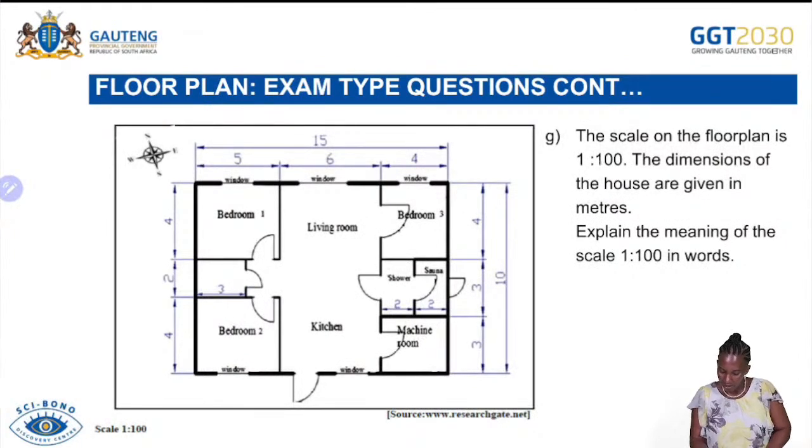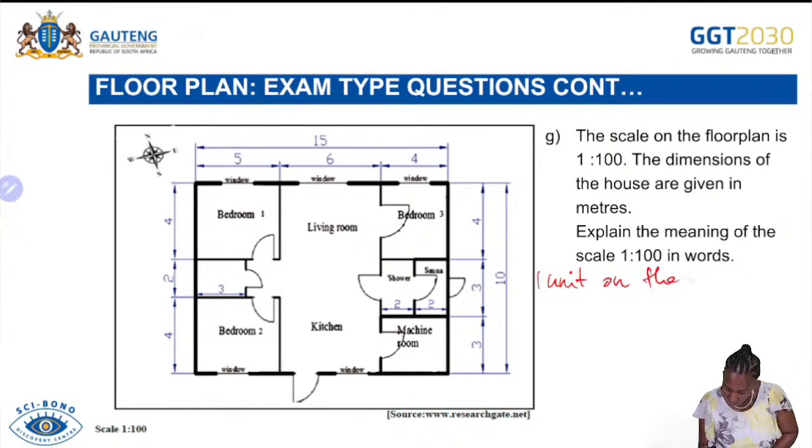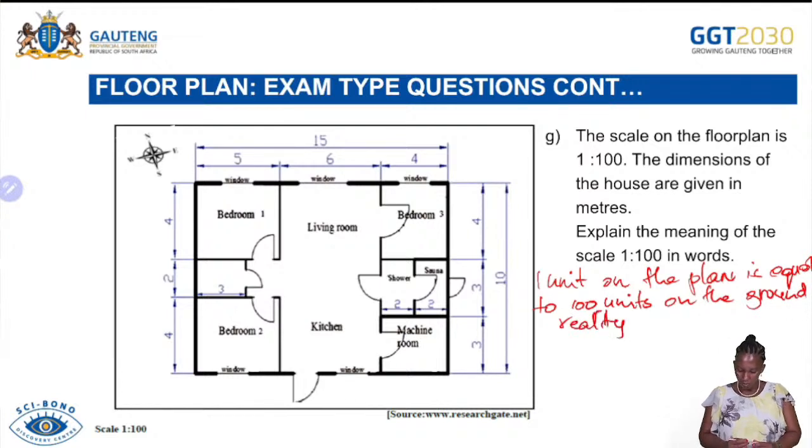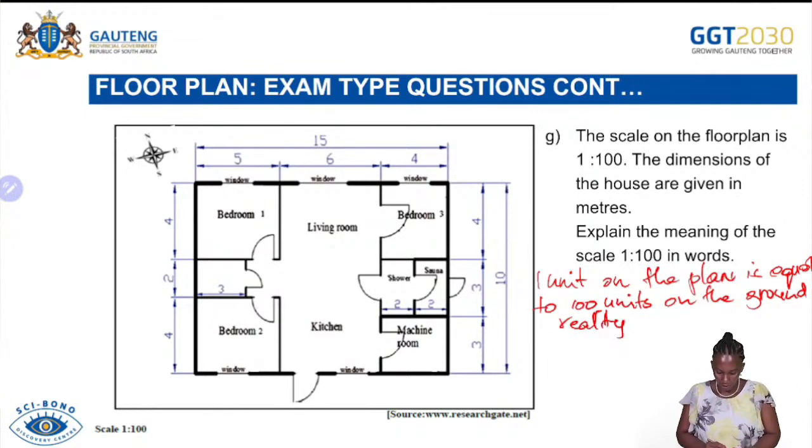Now the scale of the floor plan is 1:100. The dimensions of the house are given in meters. Explain what is the meaning of the scale. We said the meaning of the scale: 1 unit on the plan represents 100 units on the ground, or in reality. That is the meaning of the scale, 1:100.